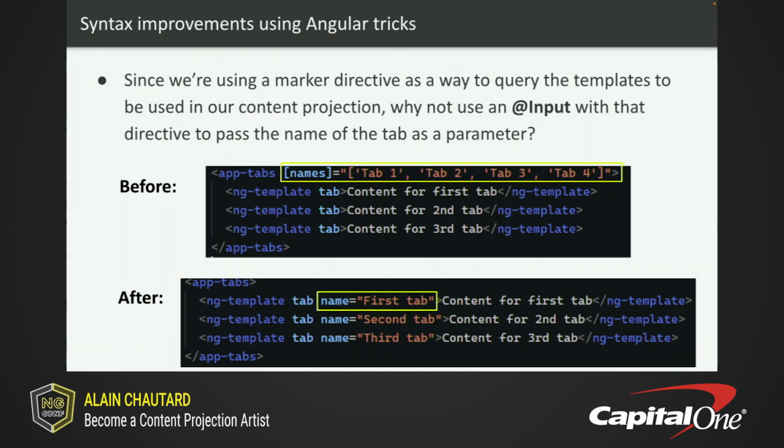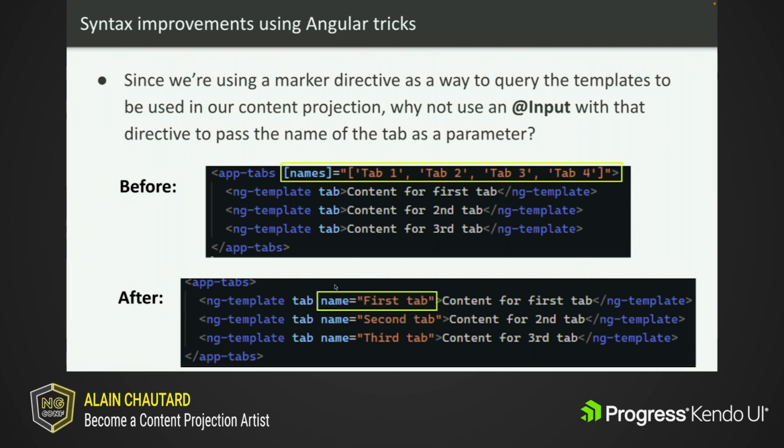So the part that I don't like about my solution from a few minutes ago is that we have to pass all of the names of the tabs as an input. And that's not ideal. We can make mistakes. It is just error prone. So why not have those names directly on my ng-templates? That way, the name is fully tied to that template. It's explicit what we are doing. And there's no room for mistakes anymore.